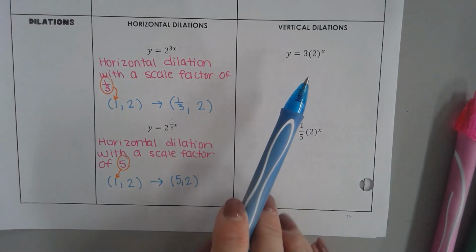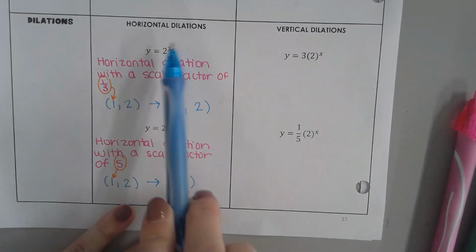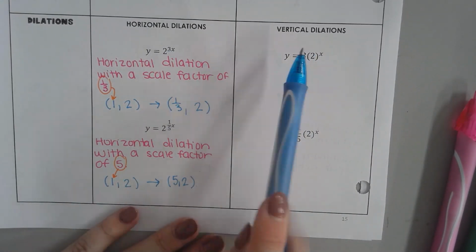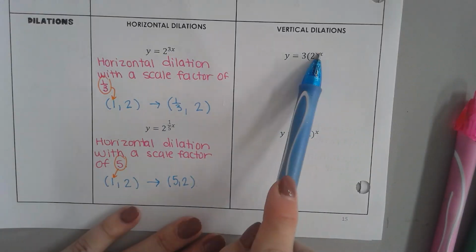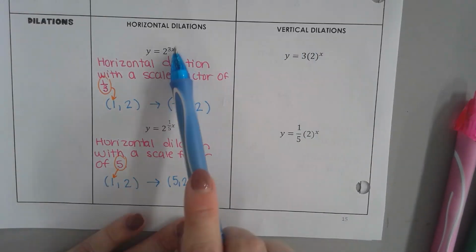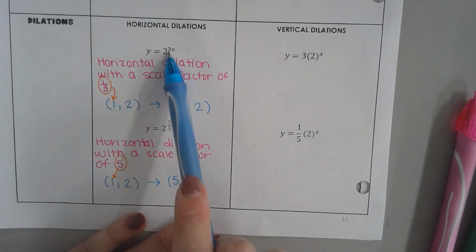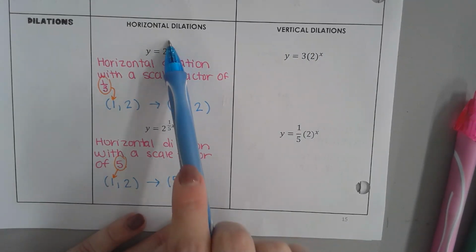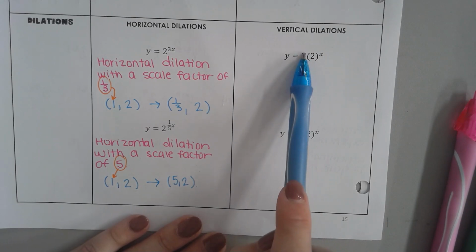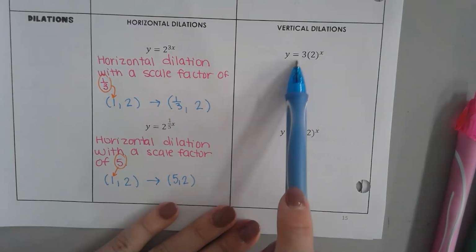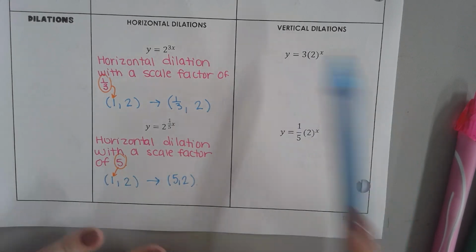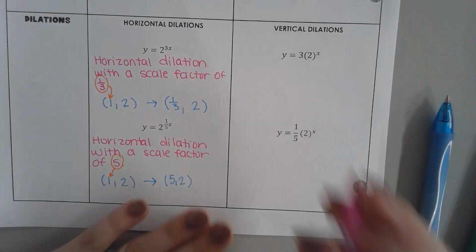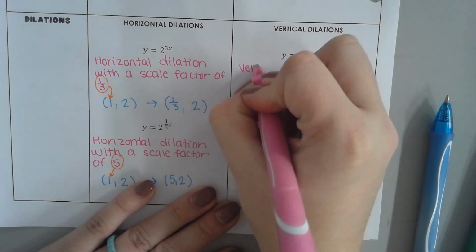Vertical dilations. Do you see a difference in these two problems? The horizontal to vertical. The difference is where the 3 is located. In horizontal, the 3 is up in the exponent with the x. Vertical, it's when it's in the front. So this is 3 times 2 to the x. So that's what makes it a vertical dilation.